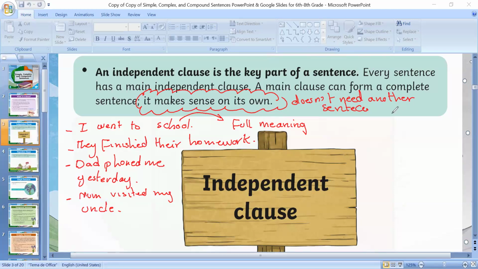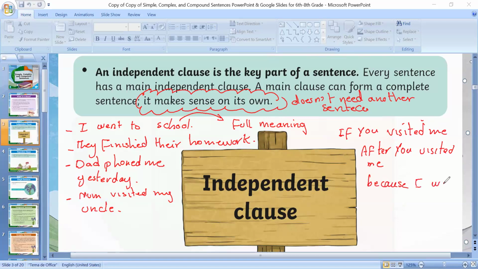Rudaina, if I said, "if you visited me," or "after you visited me," or "because I was hungry." Come on, Mariam. Or whom did I ask? Rudaina.